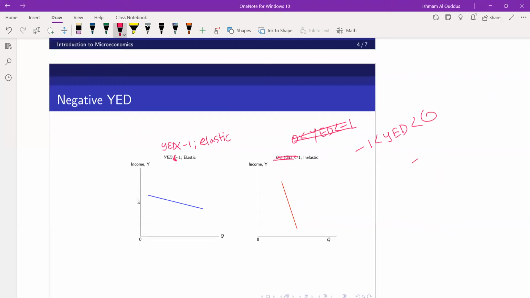So for example, the value of -0.5. This means that it is inelastic. However, this is a negative YED, right? So you see the straight line here is inverse. And for negative YED, when we are dealing with an elastic good, the straight line here is inverse.